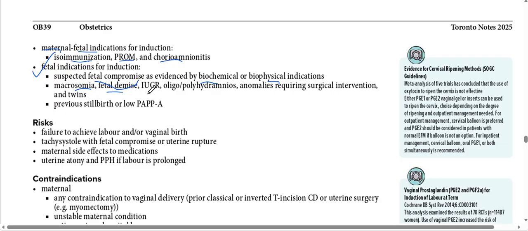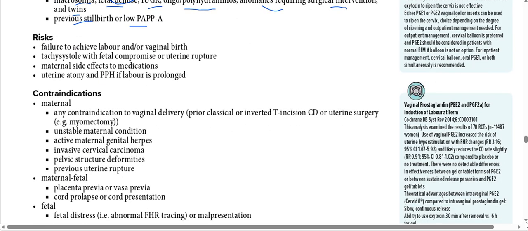Fetal demise, if death of the fetus occurs in utero, inside the uterus, or growth restriction of the fetus. If there is a large amount of amniotic fluid, polyhydramnios, or scanty fluid called oligohydramnios, if there are certain chromosomal anomalies of the fetus, a need for some surgical intervention, and twin pregnancies, all these are again indications for induction of labor. And a previous history of stillbirth or low enzyme levels, then again this is basically an indication for induction of labor. Now, the risks.